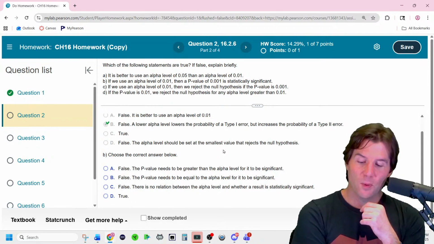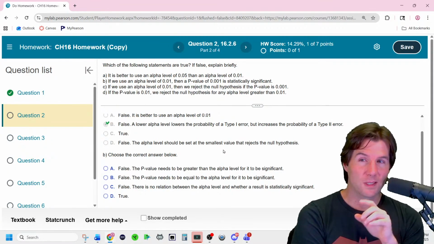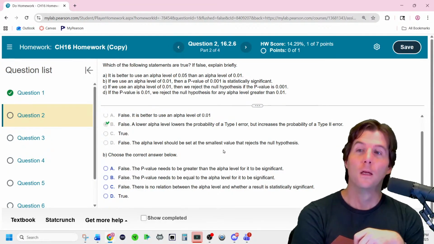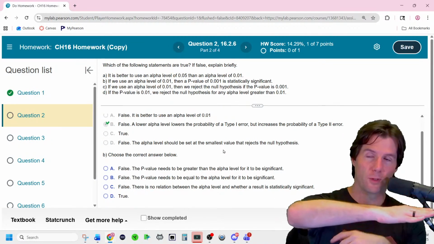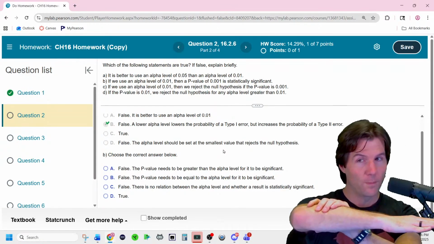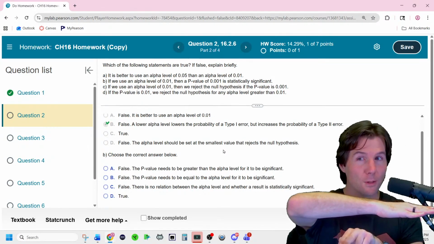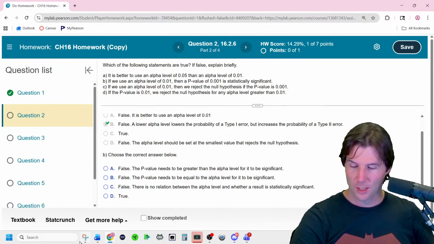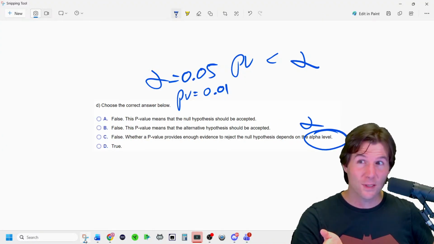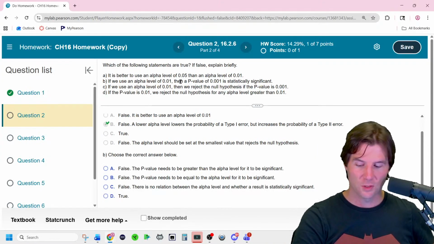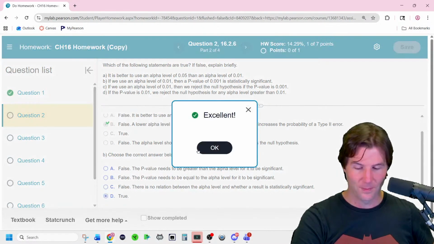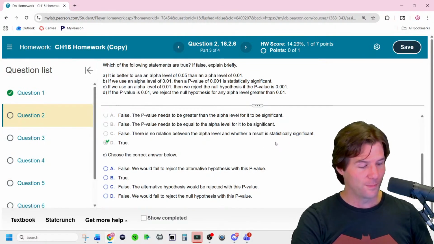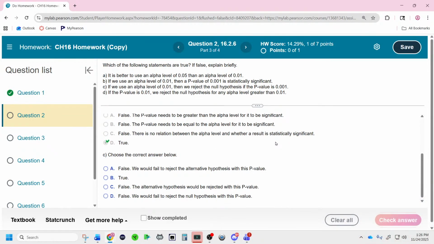If we use an alpha of 0.01, then the p-value of 0.001 is statistically significant. So how does it work? Your alpha is the bar by which you reject. This is alpha, 0.01. Your p-value is 0.001. So p-value less than alpha, if you remember from the previous question, p-value less than alpha, reject the null. So is this true? That's as true as can be. P-value less than alpha, reject the null. Okay. If we use an alpha of 0.01, then we reject the null hypothesis.